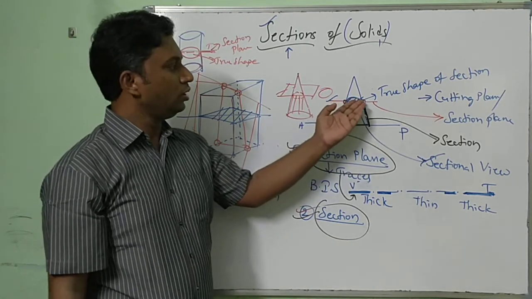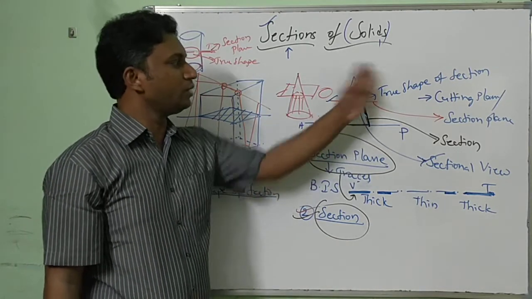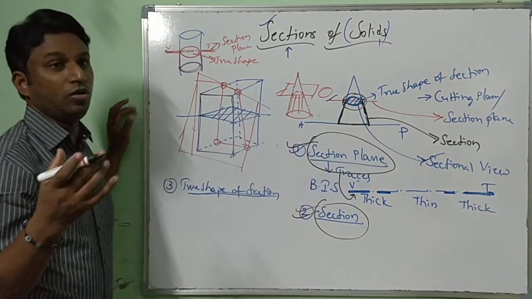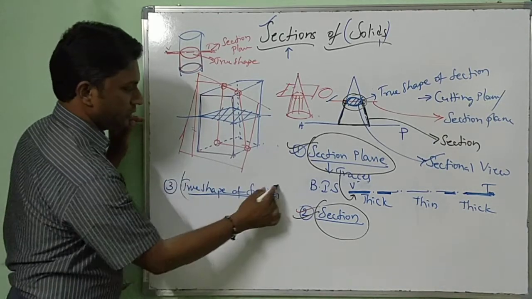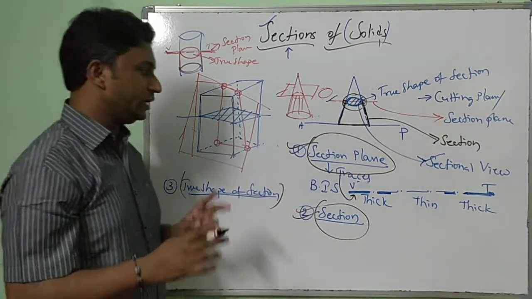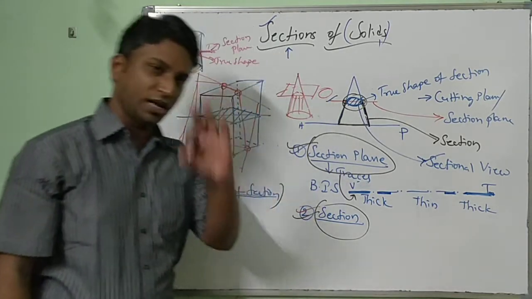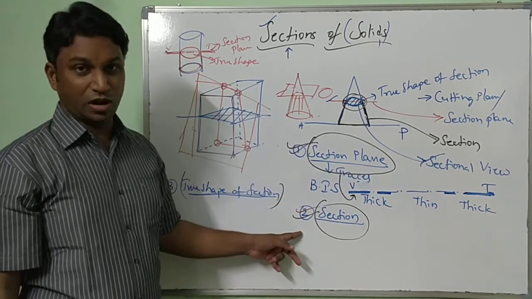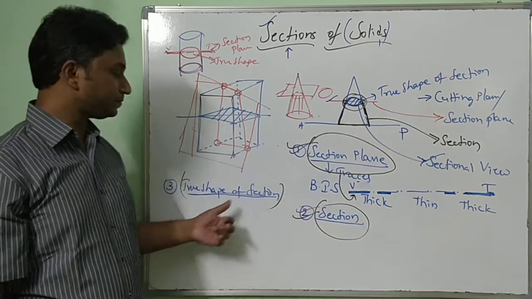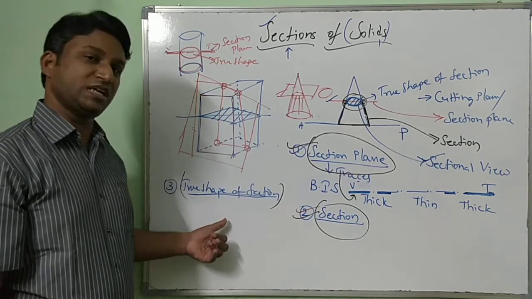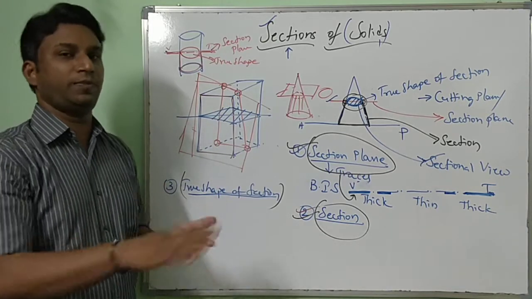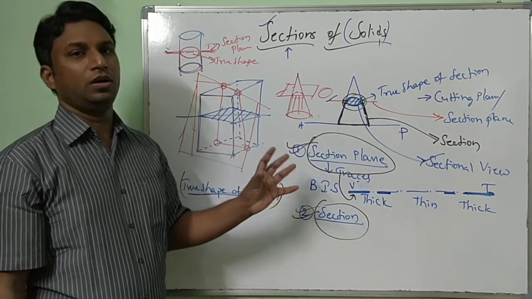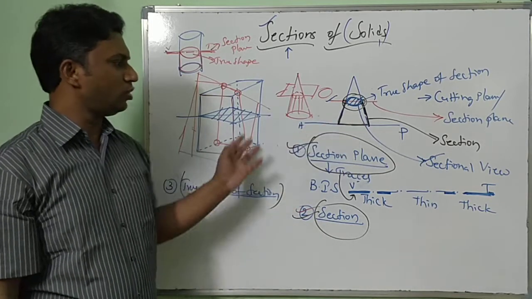Now when you cut or remove the top portion, in the bottom remaining portion you are able to see what is actually inside, which is the true shape of the section. Mainly three things: whenever a question is asked, you have to answer with the section plane, its location and its trace; the section after cutting, what the object will be; and the true shape, how it will be after cutting that particular part. Clear? I hope you all understand this simple concept with the cone and prism shown.